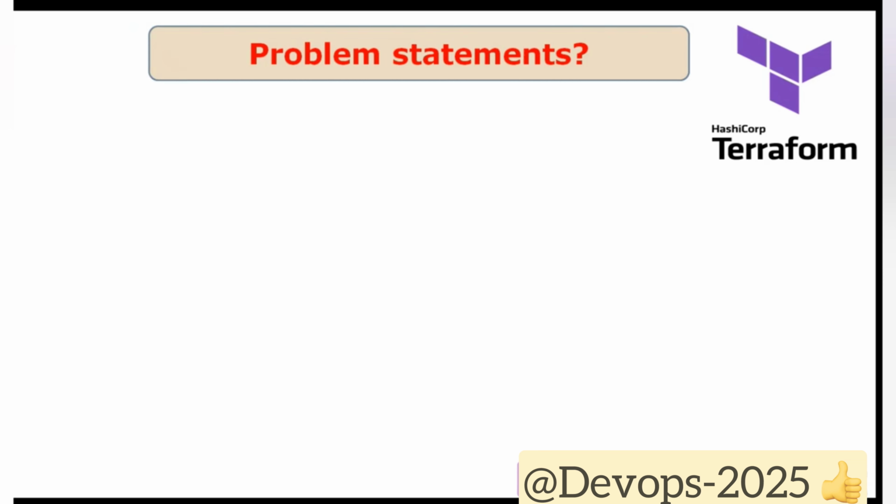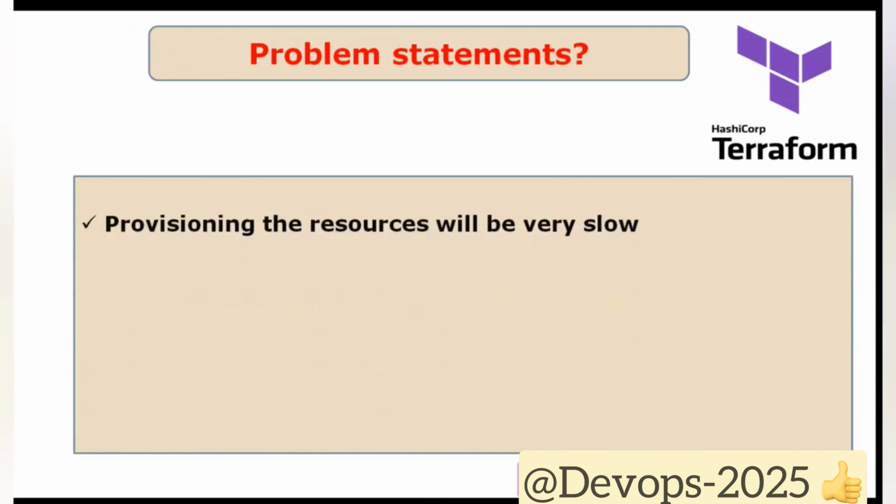We have cloud platforms like AWS, Azure, GCP, whatever it may be. If you want to create the services or resources manually, it takes time and is very slow. So the first problem statement is that provisioning the resources is very slow. If you want to create 50 servers, one load balancer and one auto scaling group, this cannot be created in parallel and it will take more time.